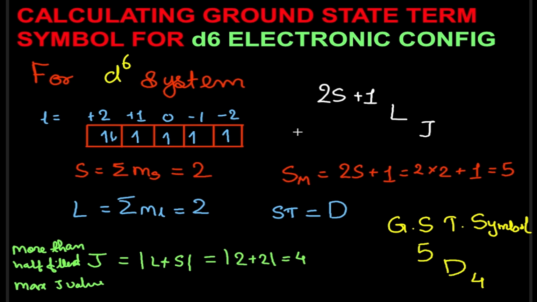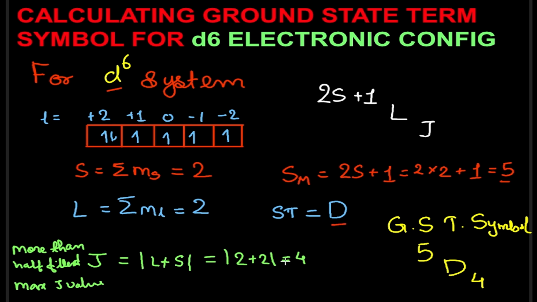Moving on to the d6 system. For the d6 system, there are 6 electrons in the d orbital, so we have one electron pair and the remaining are unpaired electrons. So the spin will be plus half minus half, which becomes 0, and we have 4 unpaired electrons, so the spin will be 2 and the spin multiplicity will become 5. The value of capital L: there are 2 electrons, so 2 times 4 plus 1 is 5, minus 3 is 2, so capital L value is 2.